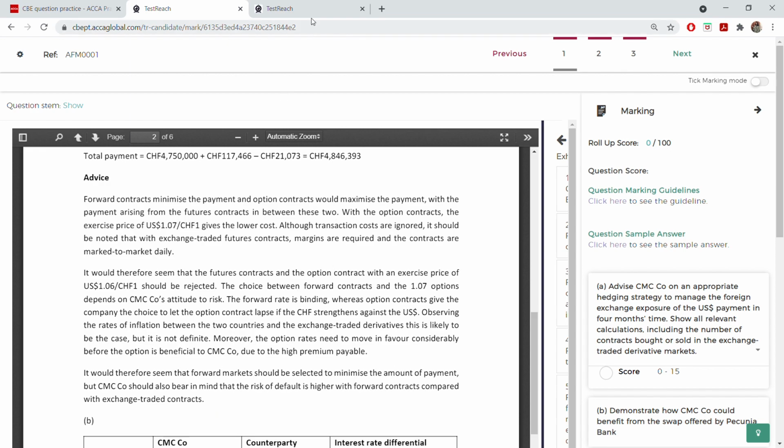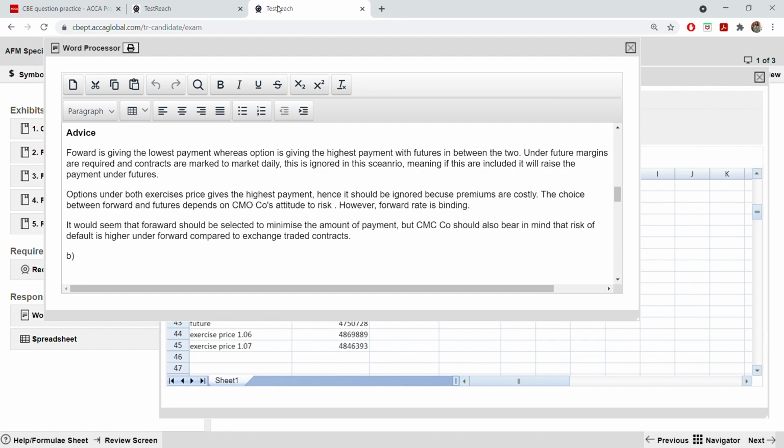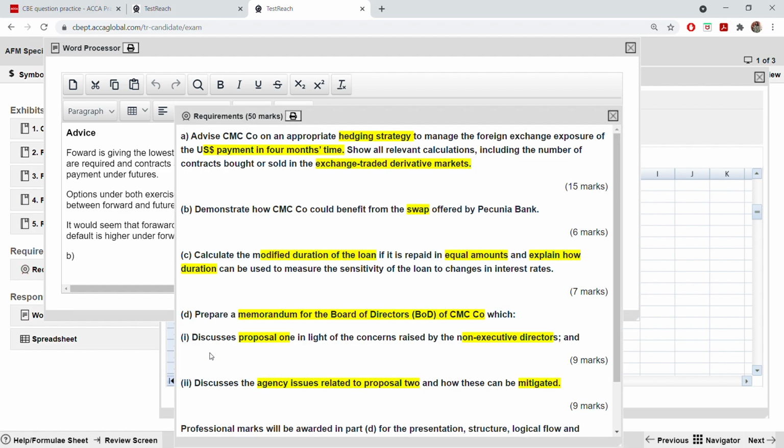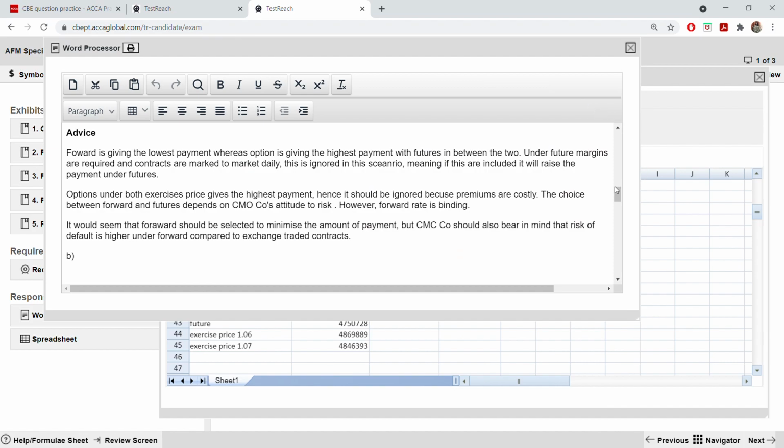So that's it for part A. Now we are coming to part B. I'm not going to go through requirement D because it's writing theory. I'm just going to show you the structure. I'm not going to go in depth on the answer, you can read through it. But B and C we have to do. It's calculation.